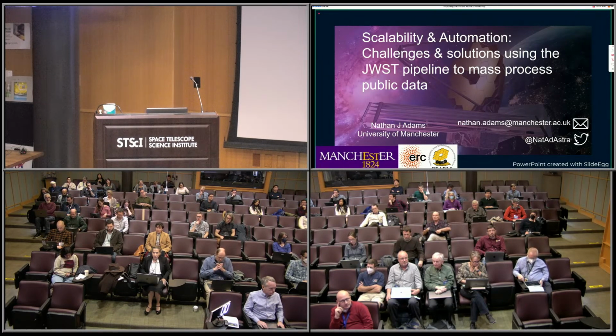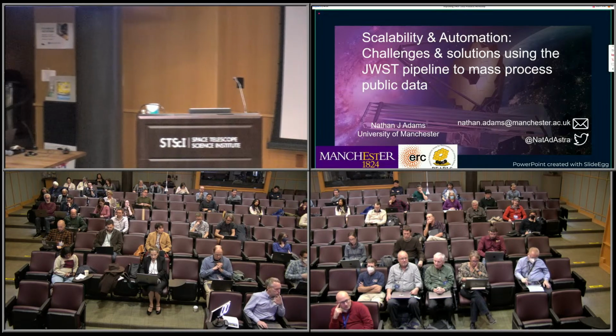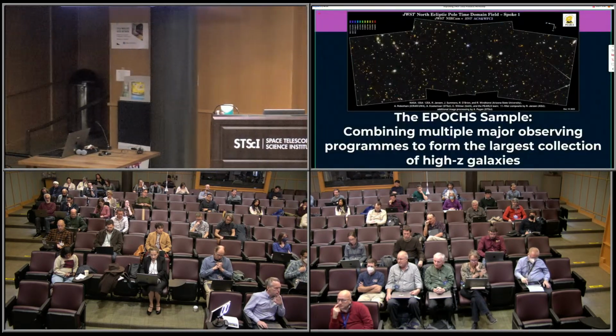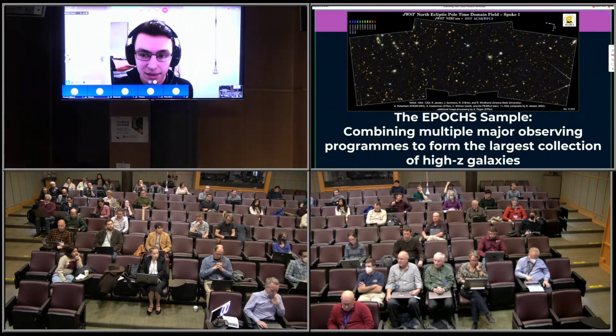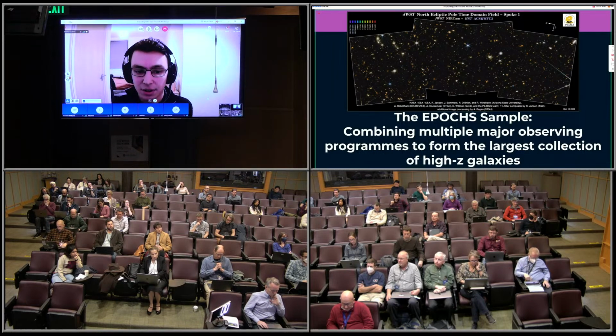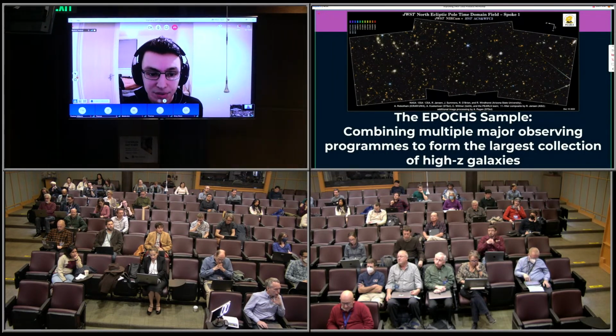What I'm going to be talking to you about today is what we're trying to do regarding mass processing of public data as it gets released, with the main aim of finding high redshift galaxies in deep field data. We're dubbing this the EPOCHS sample. The idea is to combine multiple major observing programs together to form the largest collection of high redshift galaxies that we can. I show here an example of a deep field image.